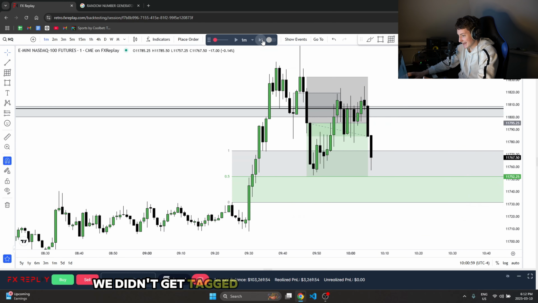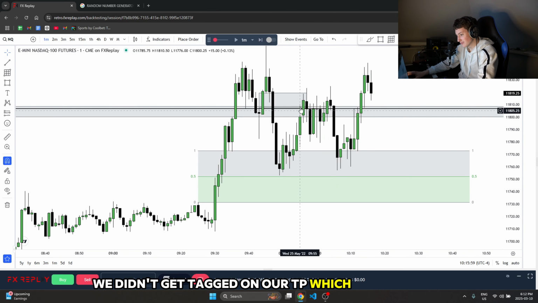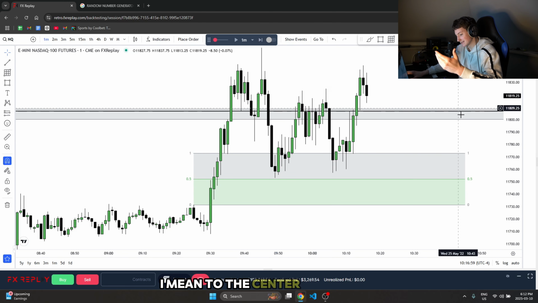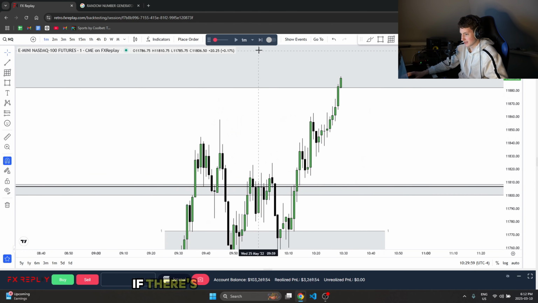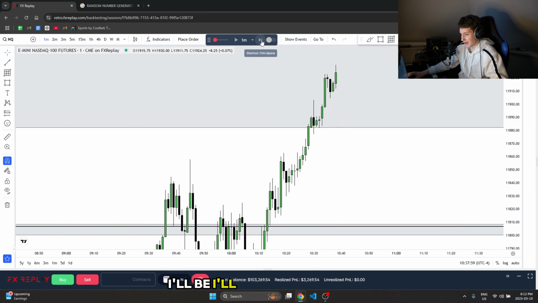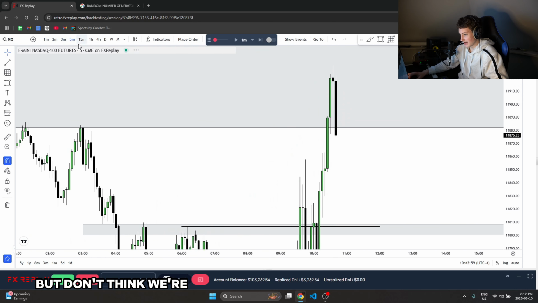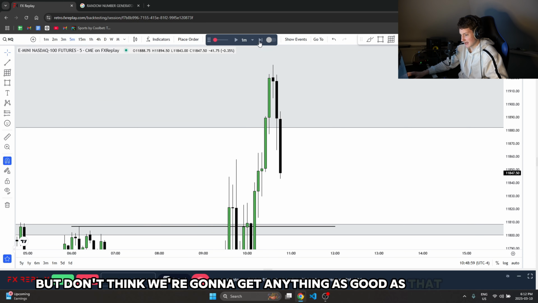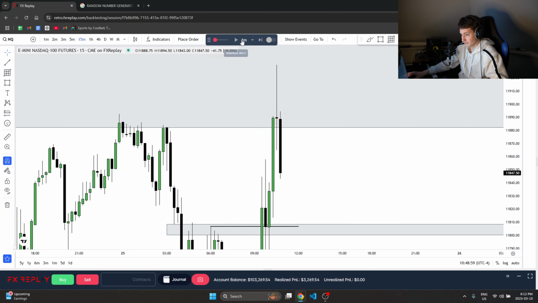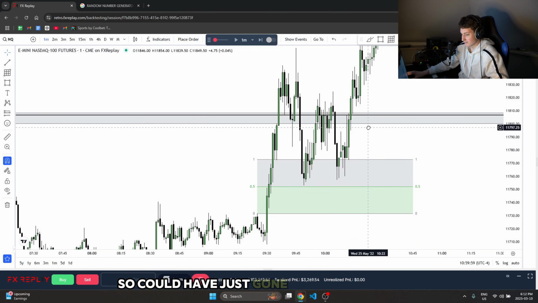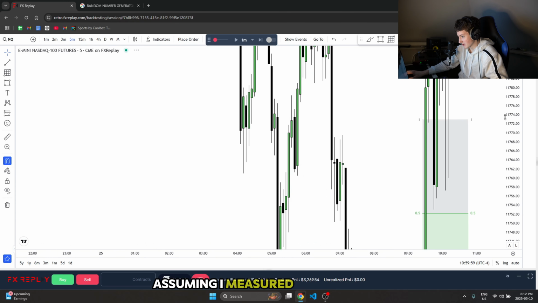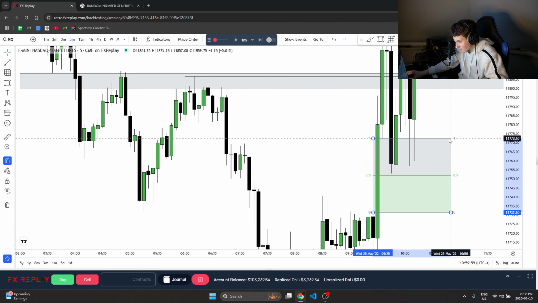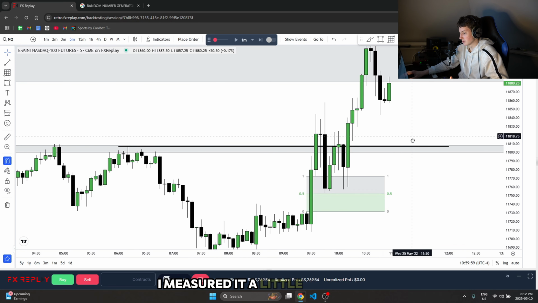And no, so very, very close to the 50% of the 5-minute gap. We didn't get tagged on our TP, which really sucks. I mean, to the cent there. Unfortunate, but we manage our risk. That's how we do it here. If there's any re-entry, I'll be happy to take it, but don't think we're gonna get anything as good as that, at least. Yeah, tragic. So could have just gone for the 1-to-1 there. Very close to the 50% of that gap, assuming I measured it correctly. Well, I measured it a little wrong, but unfortunate.